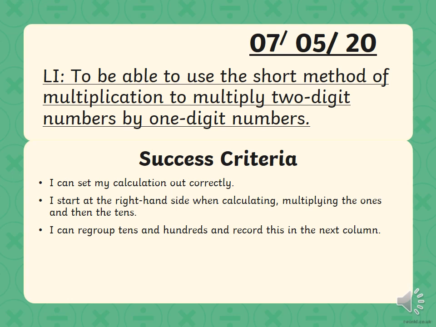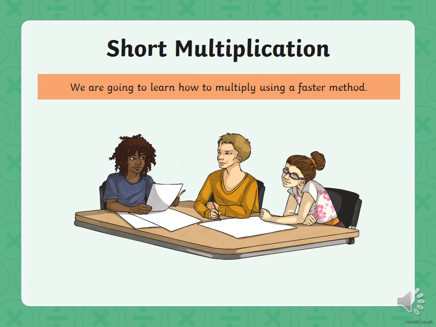Start at the right hand side when calculating, multiplying the ones and then the tens, and so on and so forth. And then you should be able to regroup tens, hundreds, and record this in the next column. Okay, short multiplication. We're going to learn how to multiply using the faster method.